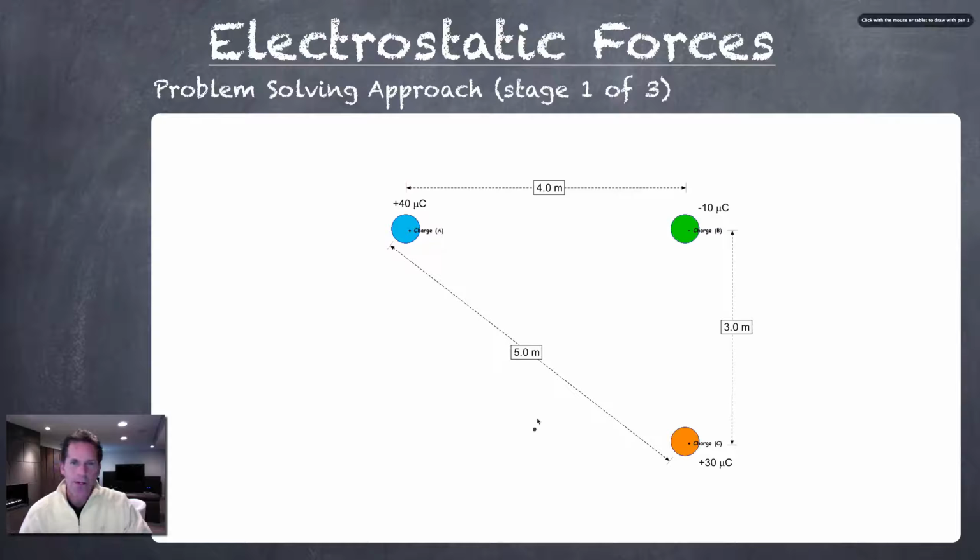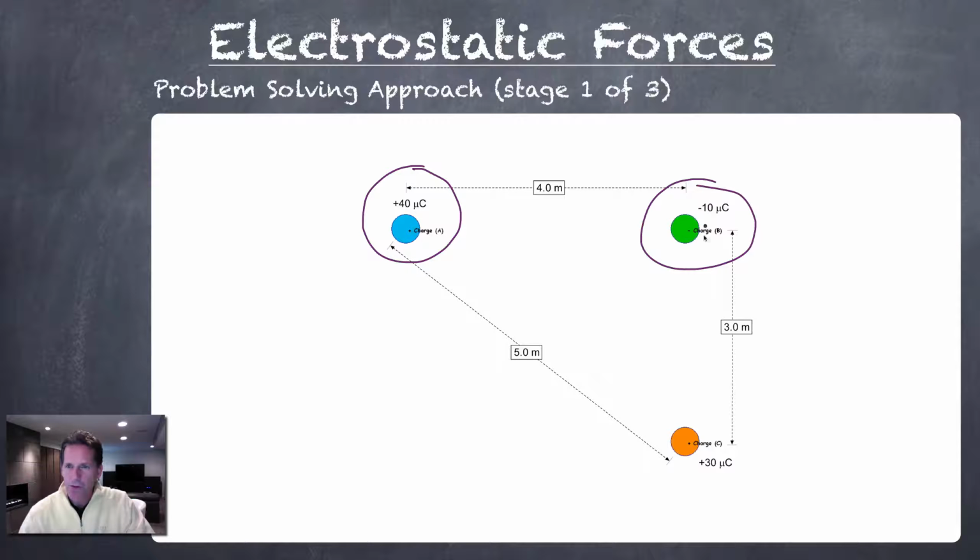So just to help you read, in case you're looking at this a little small on your cell phone, we've got 3 charges, a positive 40 microcoulomb charge. That's 4 meters away from a negative 10 microcoulomb charge, which is 3 meters away from a 30 microcoulomb charge. And by the Pythagorean triangle, the 40 and the 30 microcoulomb charge are 5 meters apart.